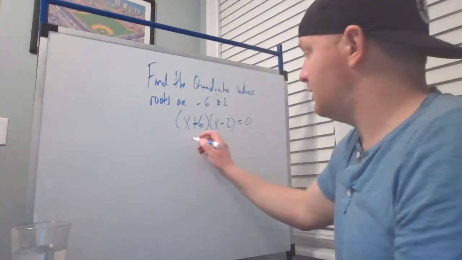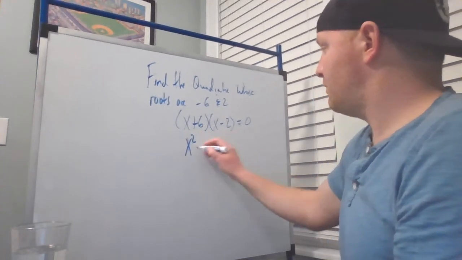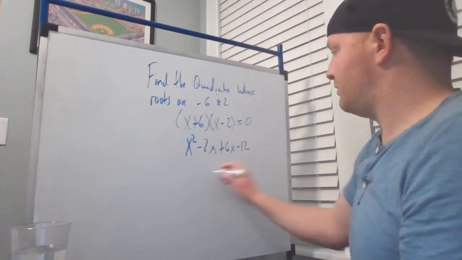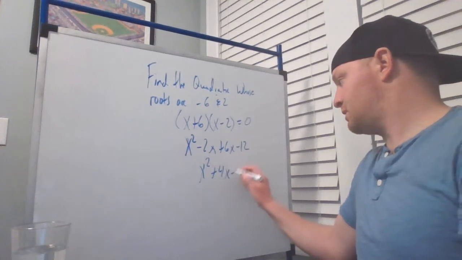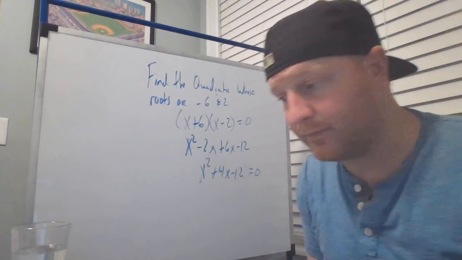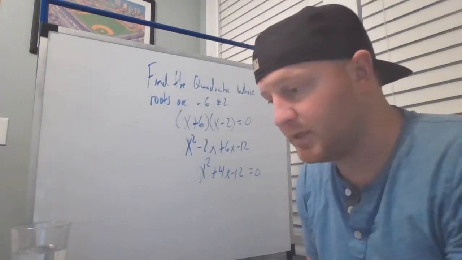Carry out FOIL. We get x squared minus 2x plus 6x minus 12. Your final answer is x squared plus 4x minus 12 equals 0. And that would be good enough. Again, just wrapping your head around this terminology.